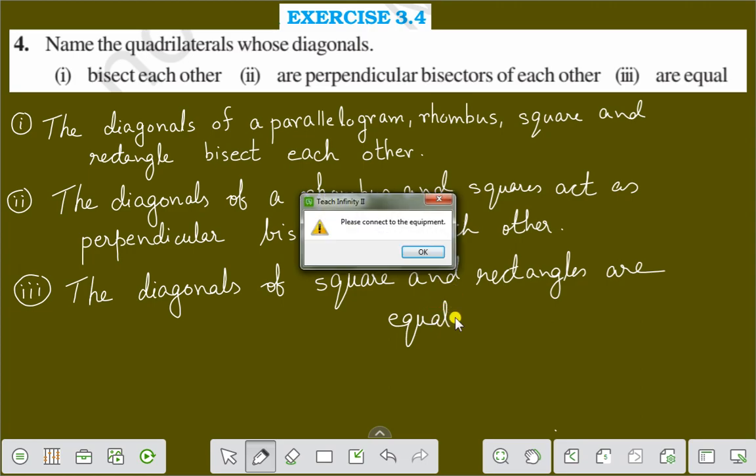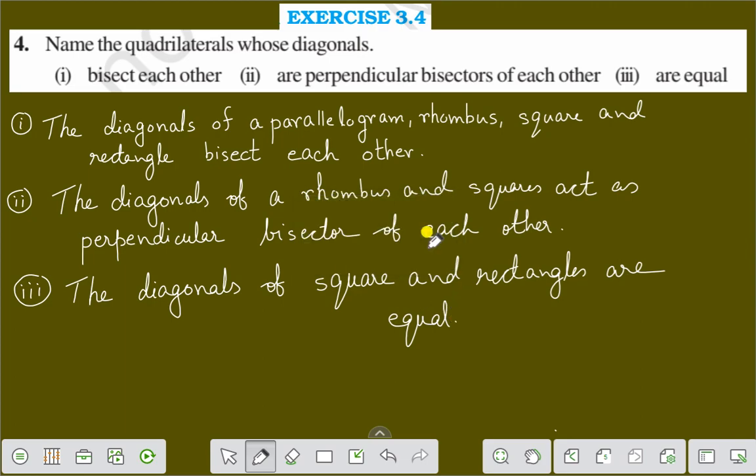You see the first one. Name the quadrilaterals whose diagonals bisect each other. The diagonals of a parallelogram, rhombus, square and rectangle bisect each other. Are perpendicular bisectors of each other: the diagonals of a rhombus and squares act as perpendicular bisectors of each other. And 3. Whose diagonals are equal. The diagonals of a square and rectangles are equal.